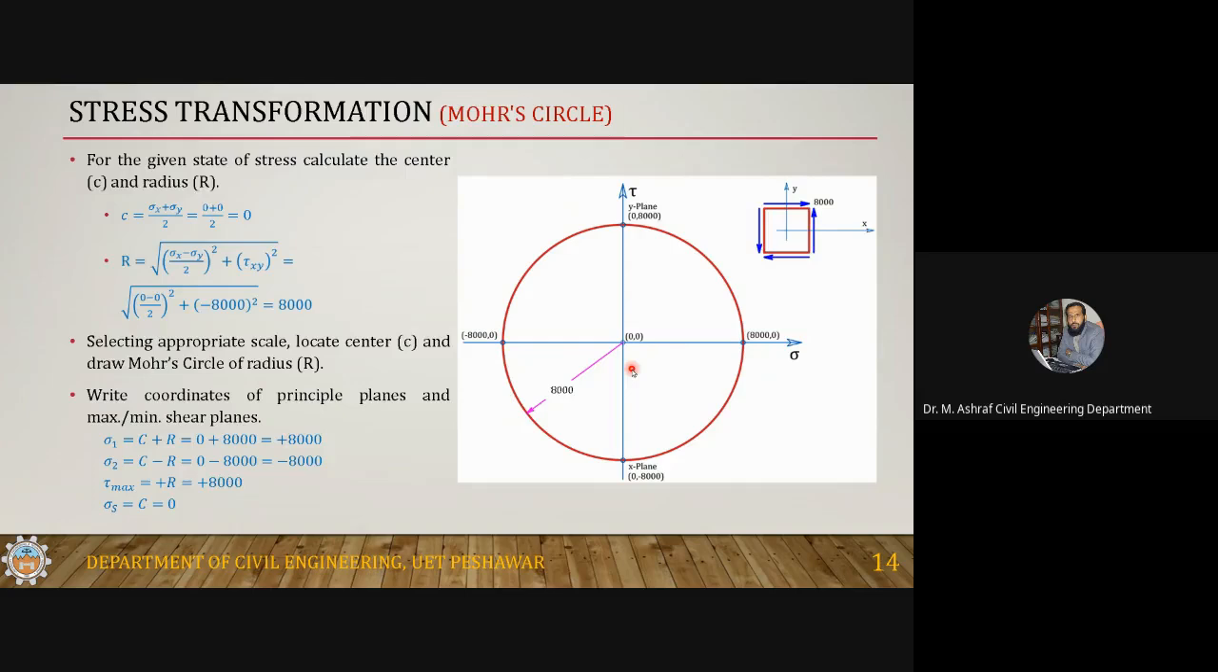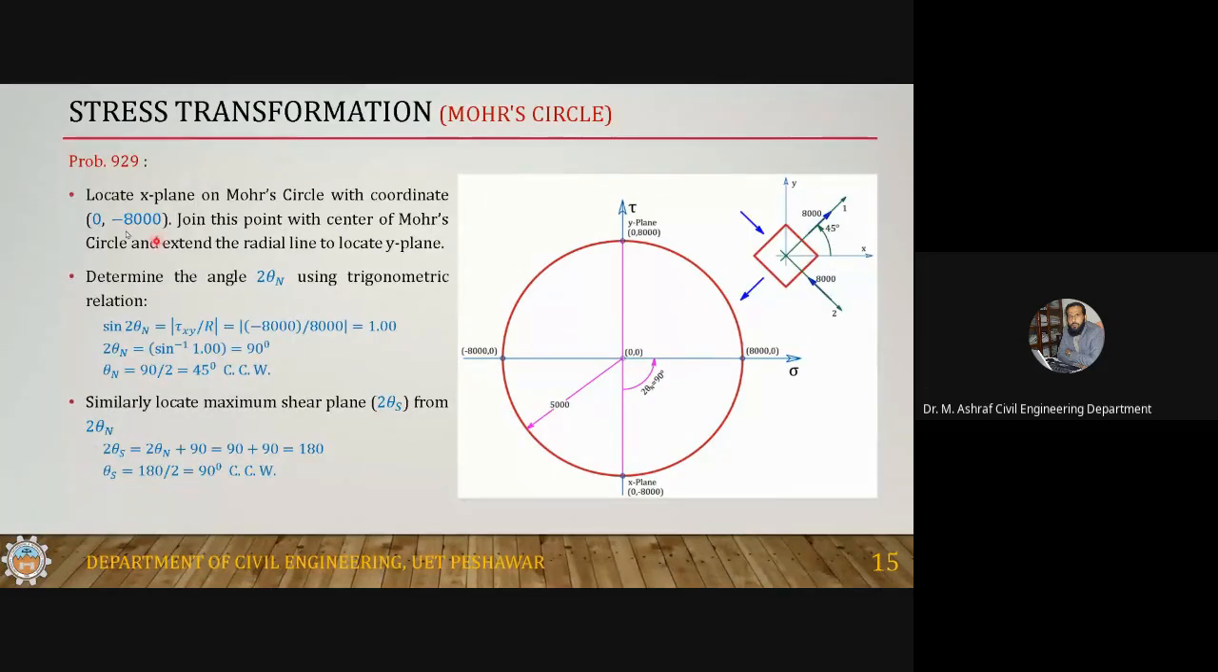Now locate the x plane. How to locate the x plane? On the x plane, the stresses are 0 and minus 8000. Which point has the coordinate 0, minus 8000? This is the one. This point has the coordinate 0, minus 8000. So this point is your x plane. Obviously the opposite point should be the y plane. This is the x plane and this is y. Okay.